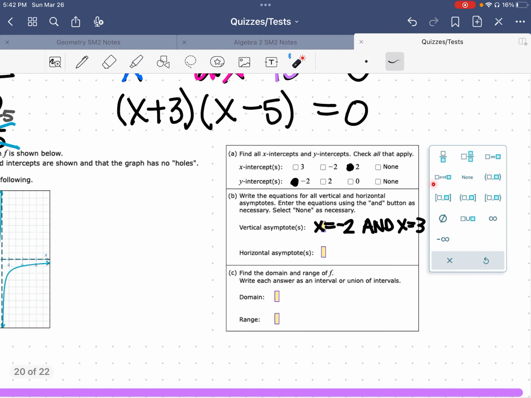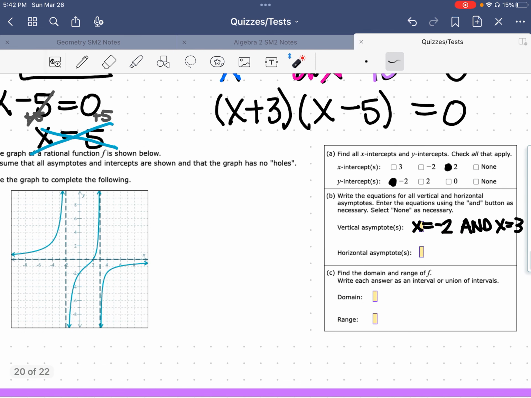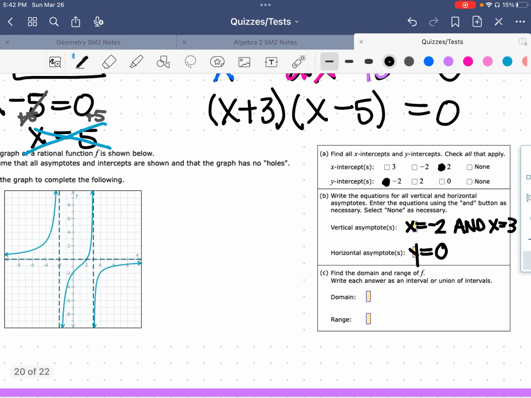And I just want to slide over and show this to you. I'm going to be clicking this one right here. Could you type out the word and? Maybe, but I would just go ahead and click that. Type in this, click that button, type in that. All right, let's look at our horizontal one. This one's going to be y equals, and it looks like it's right there on the x-axis, so that, of course, is 0.